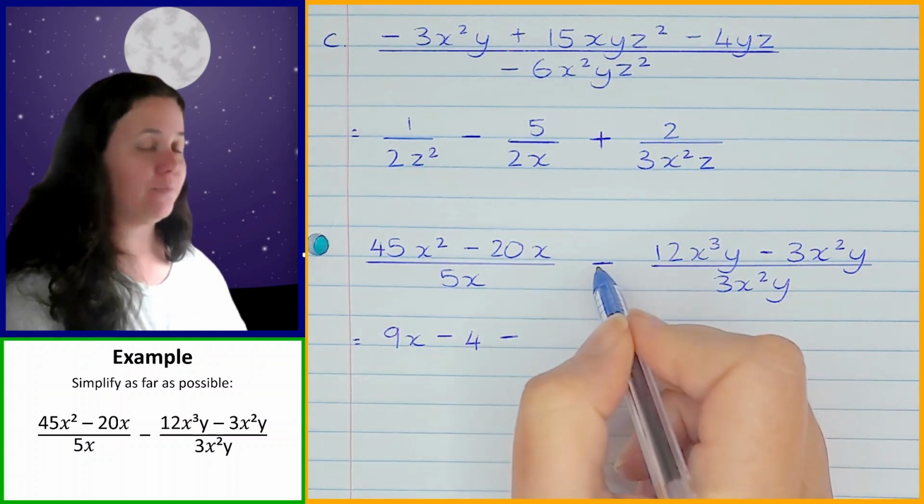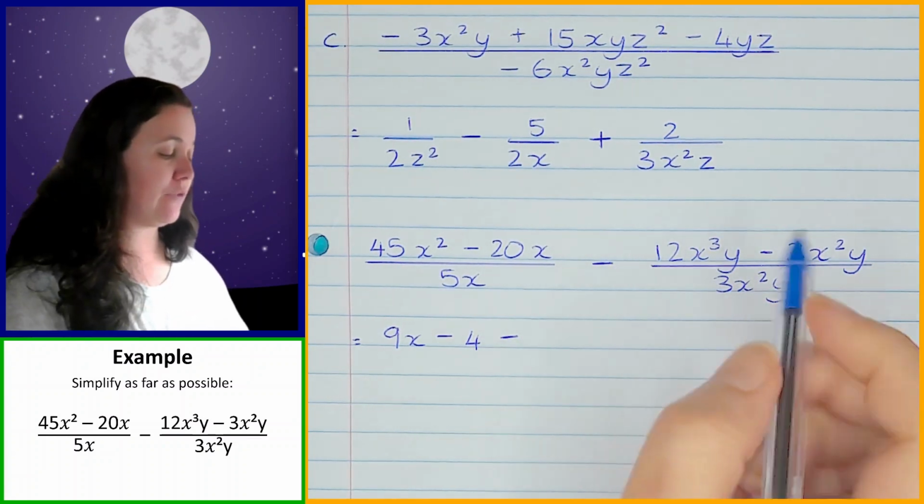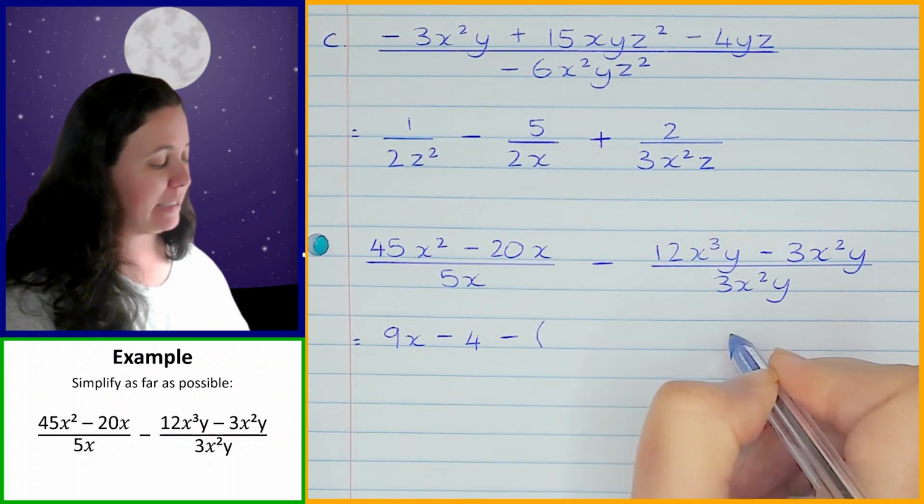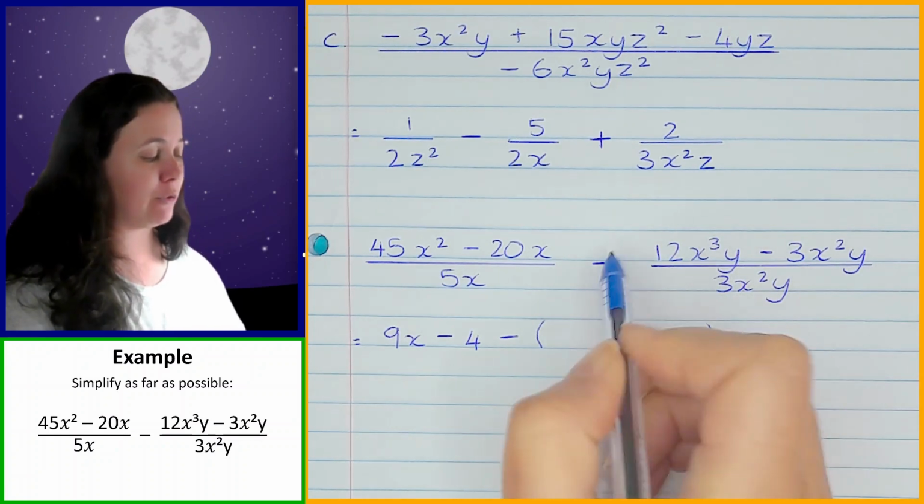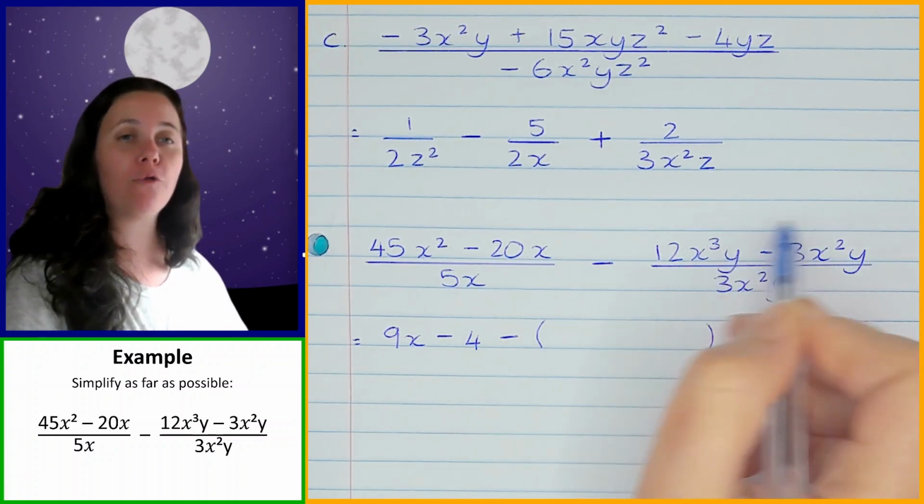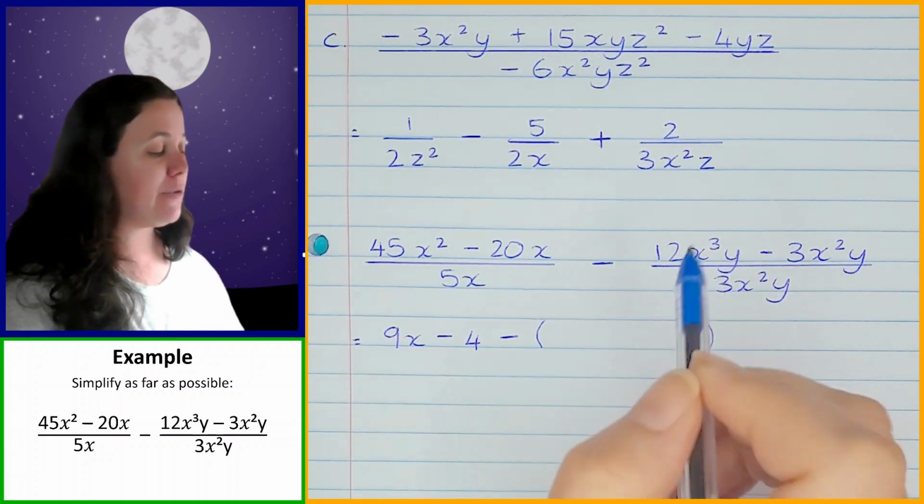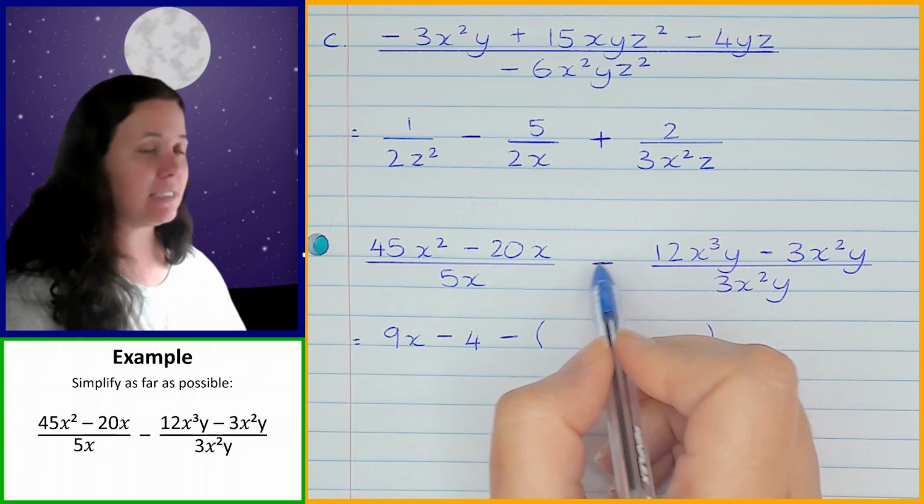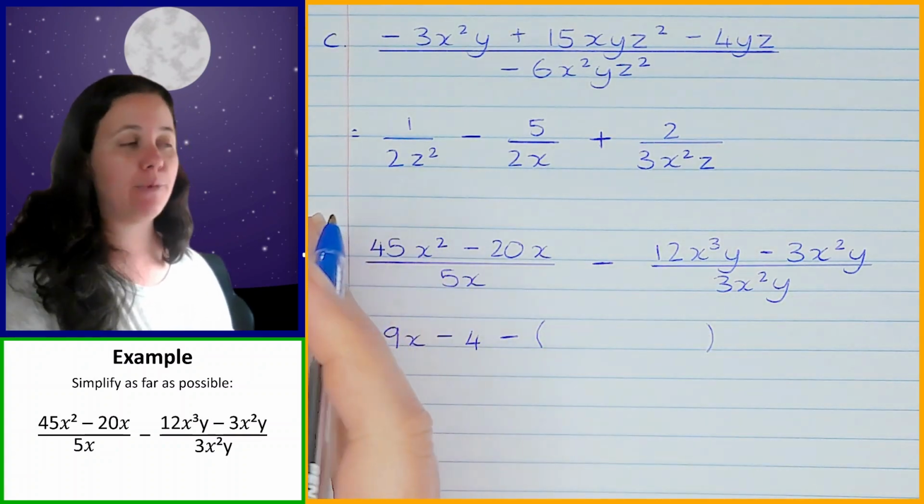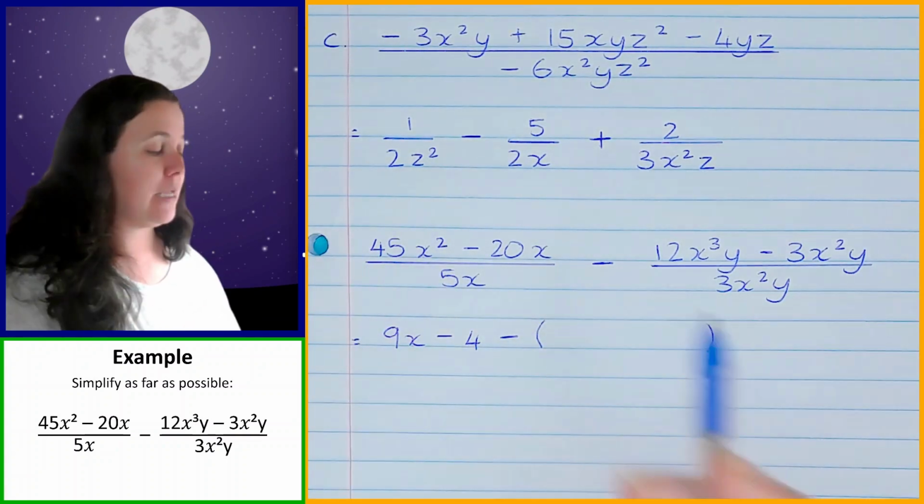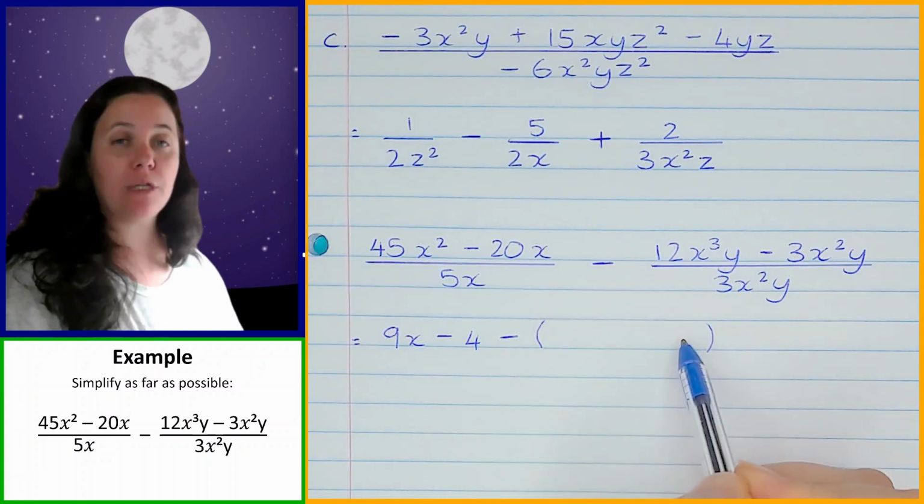Now you need to be careful. When you have a minus in front of your next fraction, whatever you get from that next fraction has to go in brackets, because you're subtracting that whole fraction. You're not just subtracting the first term in that fraction. So you need to be very careful about that. If it's a plus in front of the fraction, you don't need to put the brackets there because it doesn't make any difference. But if it's a minus, you have got to put this in brackets.